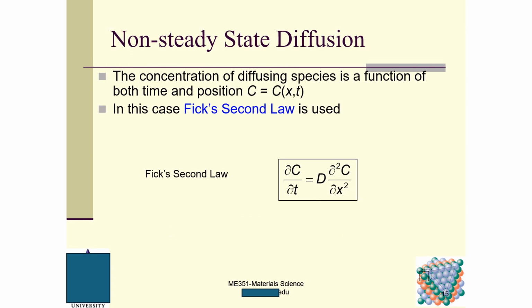And then we talk about non-steady state diffusion. The concentration of the diffusing species is a function of both time and position; C is a function of x, position, and t. So in this case, we use Fick's second law. We cannot use Fick's first law, which is for steady state diffusion. So Fick's second law: dC/dt equals D times the second derivative of C with respect to x.